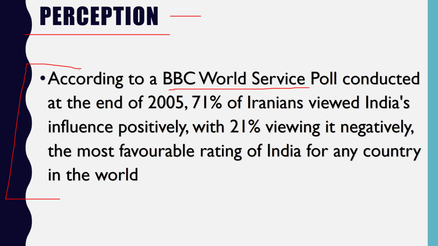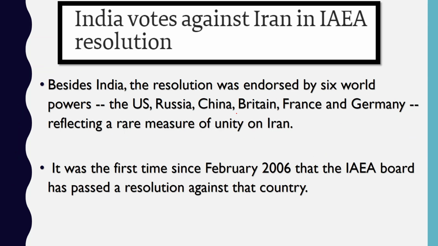BBC did a World Service poll where they checked which country had a lot of positive influence in which country. So India had a lot of positive influence in Iran. 71% of Iranians viewed India positively. This was the highest rating that India got all around the world. So Iranians, they definitely saw India as a friend. But the next year, India was about to do something that would change their mind.